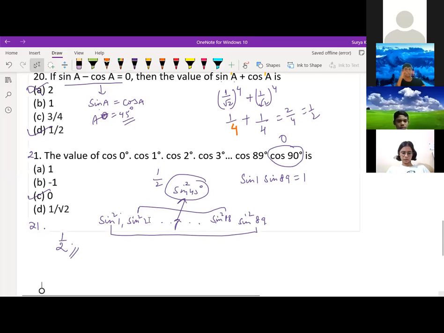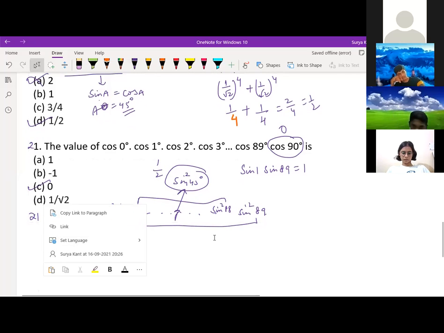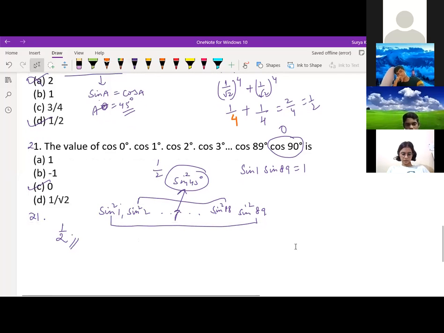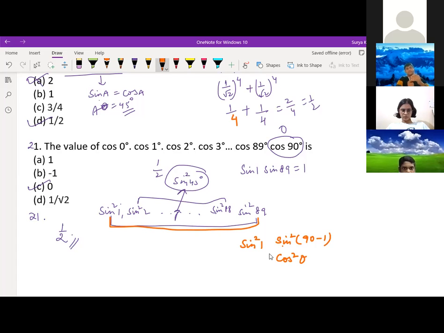Is it clear? Sir, could you repeat? Explain this question again. See what I'm saying, that sine square 1, first and last one will become 1. You know how it becomes 1? Like sine square 1 and sine square 89 can be written as sine square 90 minus 1, right? And sine square 90 minus theta is what? Cos square theta. Plus will come into the picture, children. Here plus will be there.